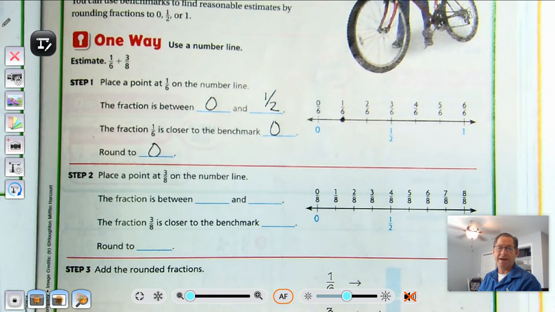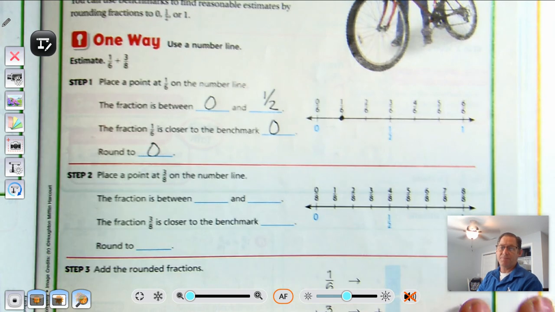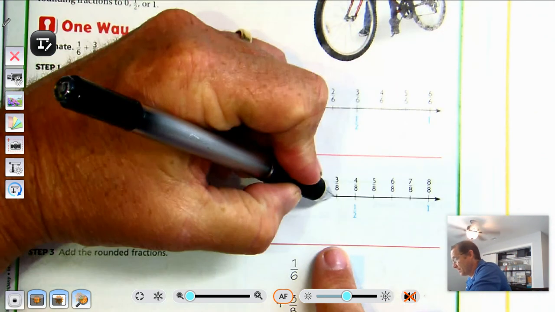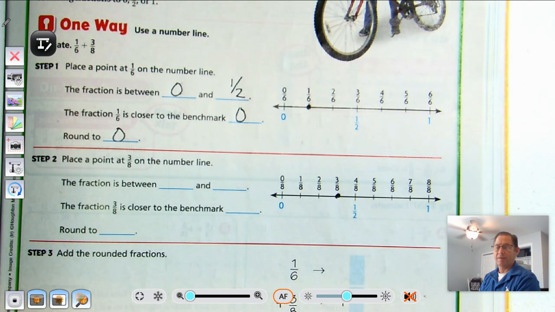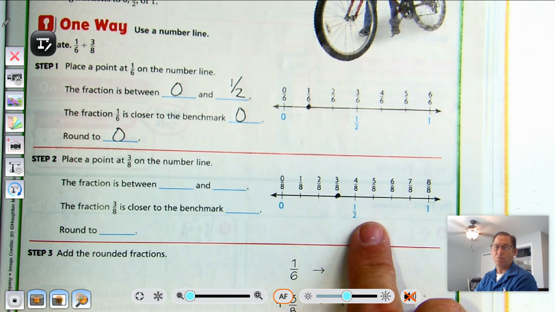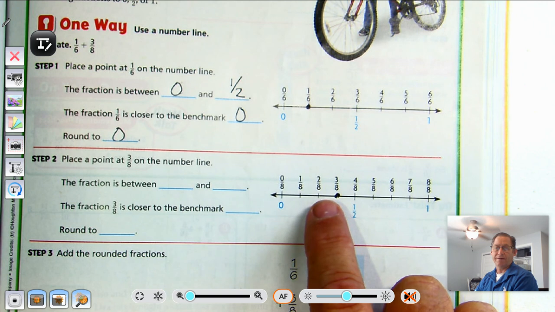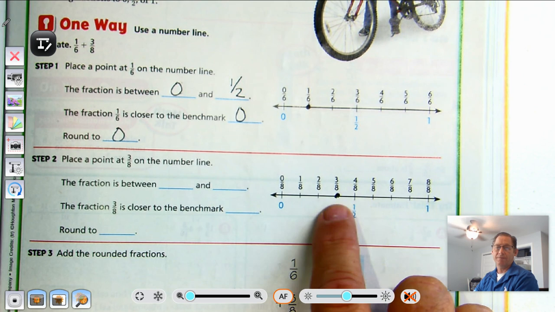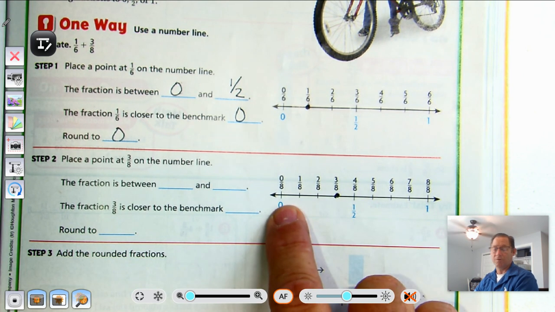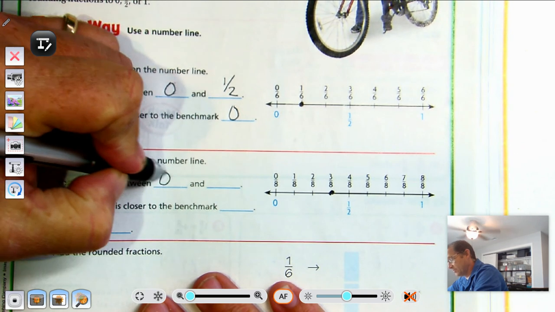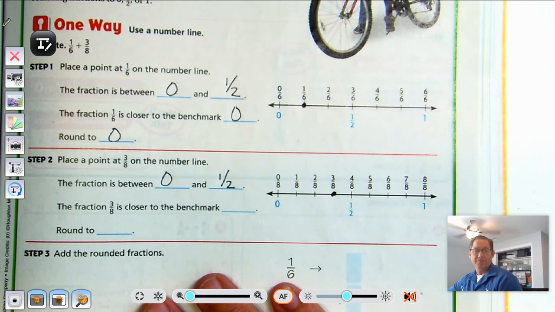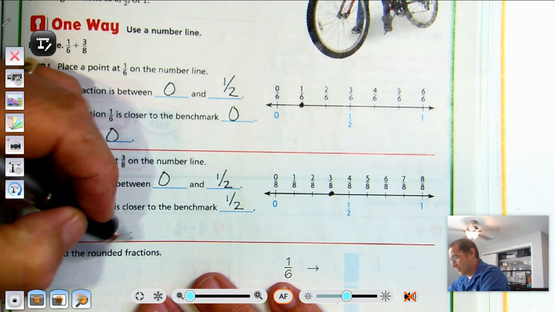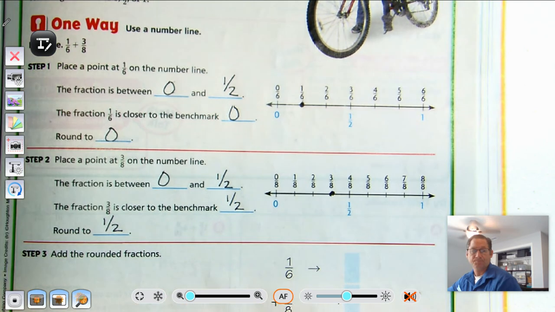So we're going to round 1/6 to 0. Now we would try to find 3/8. So 3/8 means that there's 8 pieces or 8 equal sections in the whole. And 3/8 would be right there. And it's 1 away from 4/8. And 4/8 is 1/2. To go back to 0, I'd have to go back 1, 2, 3. So it's easier, or quicker, to jump to 1/2 than it is to go back to 0. So in this case, the fraction still is between 0 and 1/2, but the 3/8 is this time closer to 1/2. So round 3/8 to 1/2.